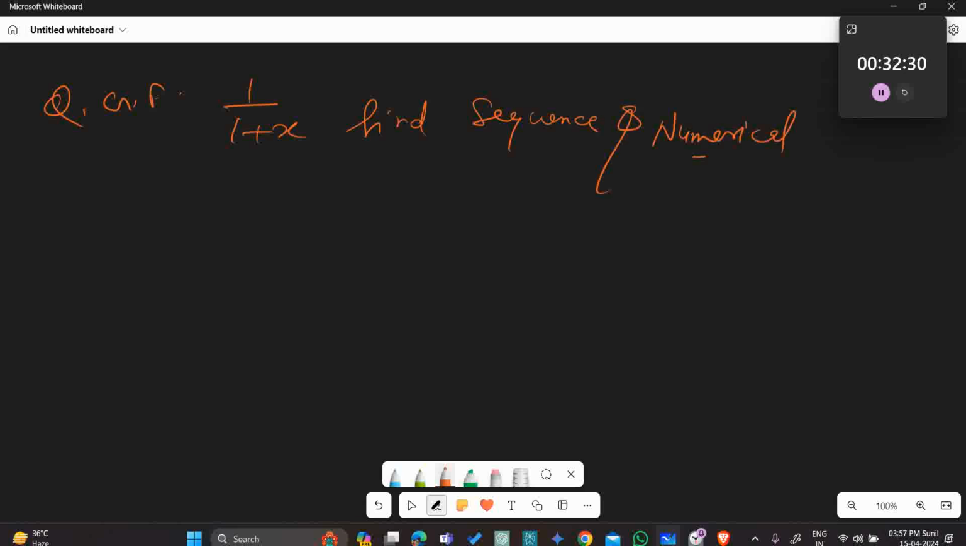So the next question is: if the generating function is 1 upon 1 plus x, find the sequence and numerical function. A(x) is 1 upon 1 minus x. Alright.